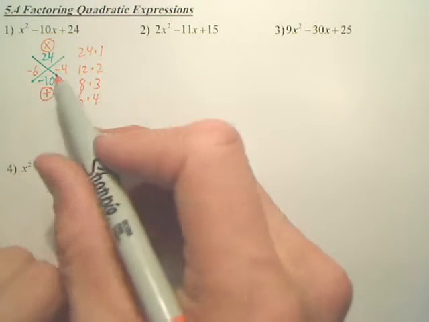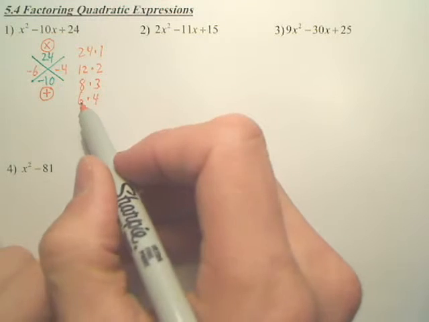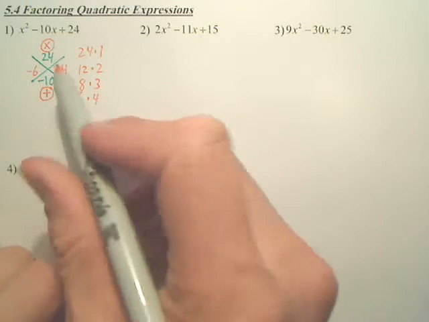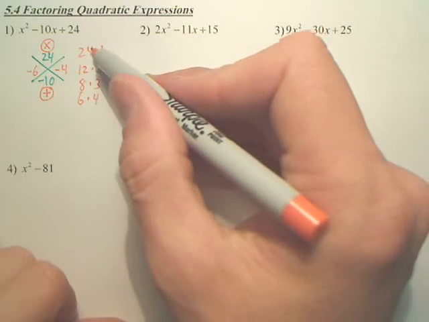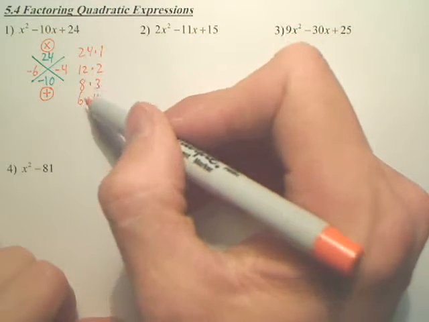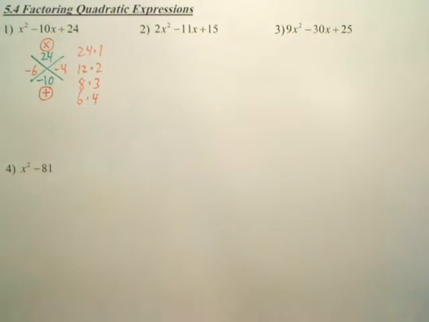Remember, you have integers. And in this situation, 6 and 4 gave us negative 10 and multiply to get 24. Most of the time, you're not going to sit here and write all these out, but writing all these out can help some people. You got to write down all the ways to multiply it.